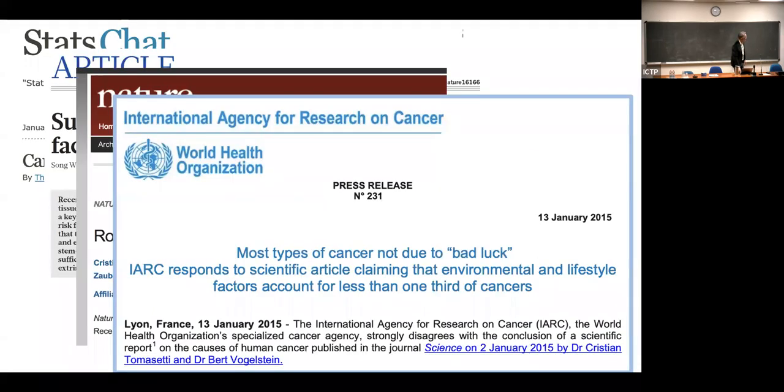Okay, let me just digress a little bit more on this. Again, I want to use this as a case study to show sometimes how things work in research. So that figure became a paper in Science, and 10 days later, WHO, which I just told you is the most important organization in the world, basically comes out with a press release, number 231.